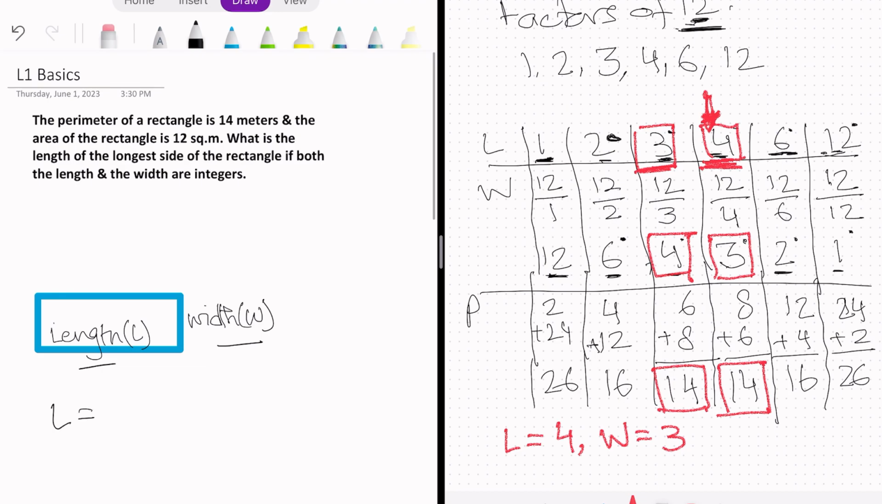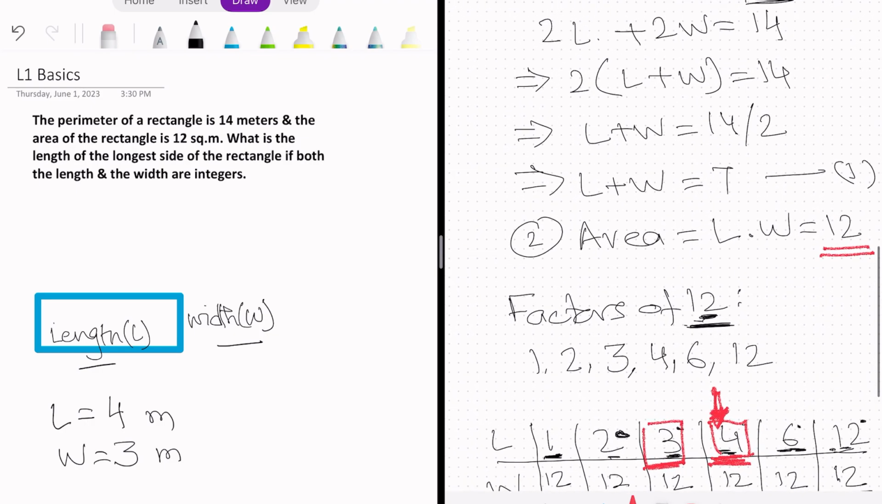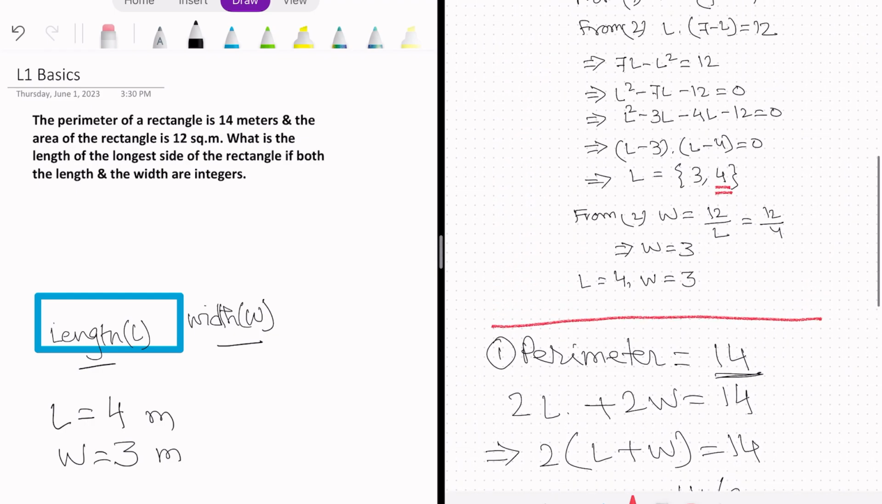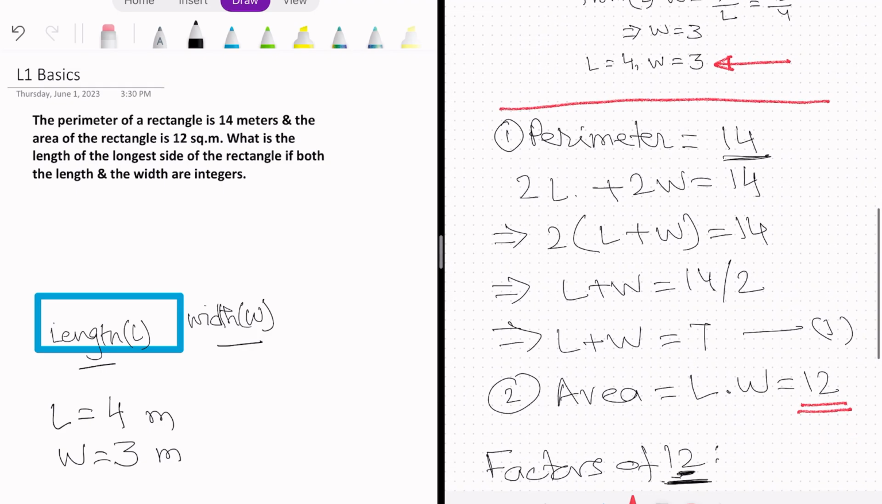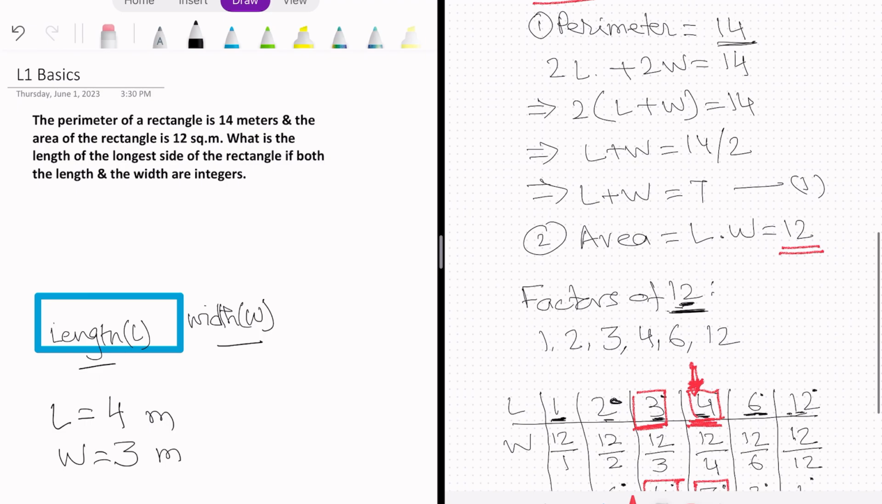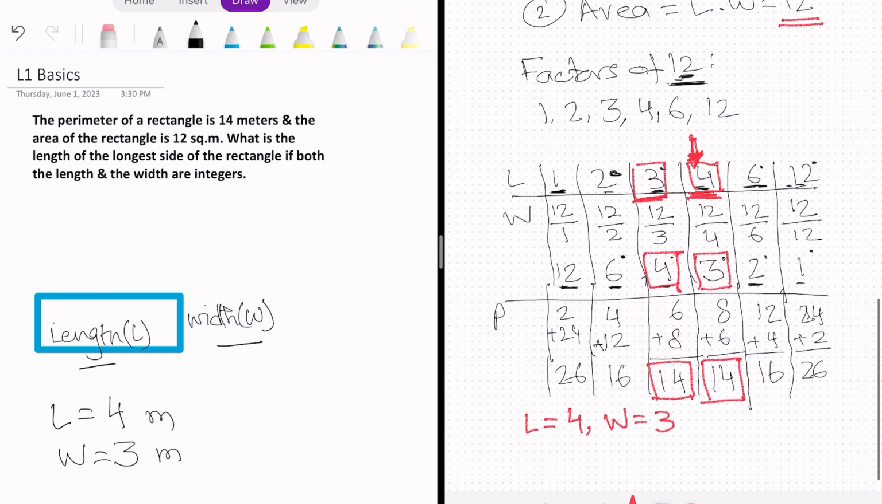So the answer is length is 4 and width is 3, both in terms of meters, which is exactly the same that you would have found if you had done it with the quadratic equation. But this explanation helps students in the elementary school and probably in the middle school to solve the problem without directly trying to solve it with a quadratic equation. Thank you.